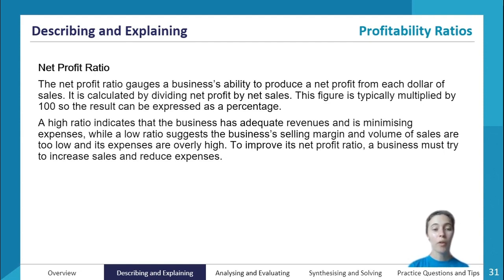So the net profit ratio is looking at a business's ability to produce a net profit from each dollar of sales. And so you calculate this by dividing net profit by net sales. And typically you can multiply it by 100, so the result can be expressed as a percentage. And keep in mind when it comes to ratios that you'll be given formulas in your exams. So you'll have a formula sheet that will help you in that way.